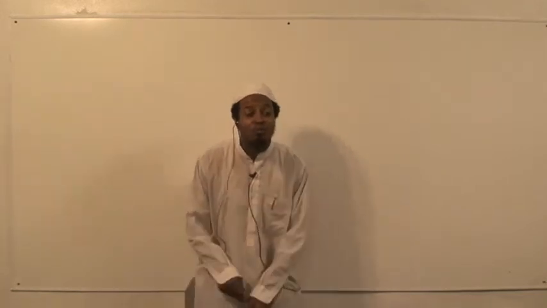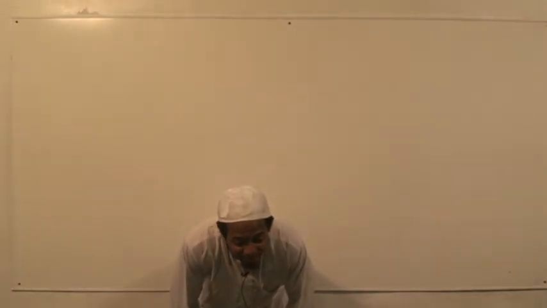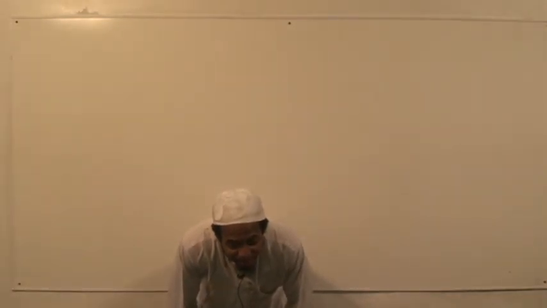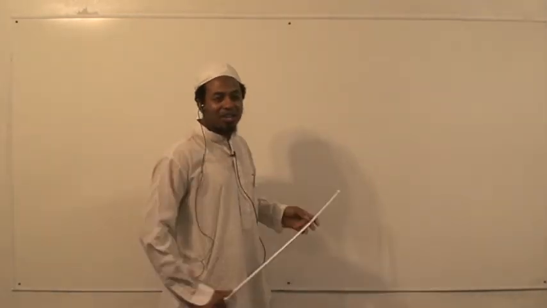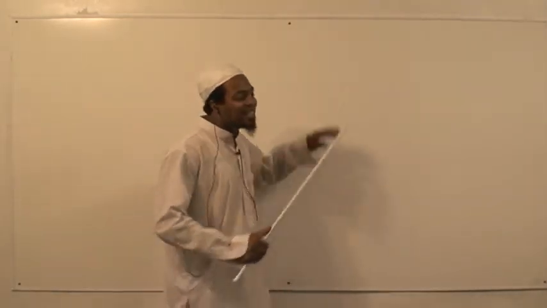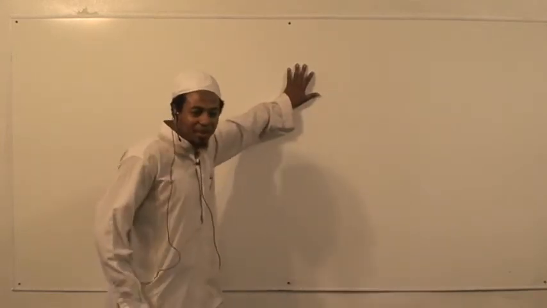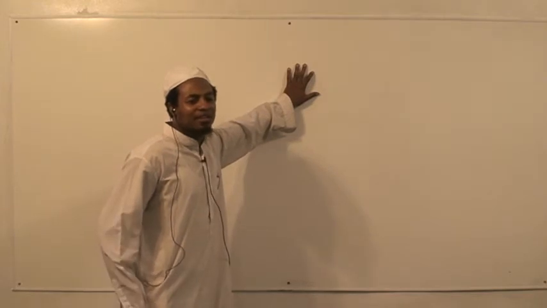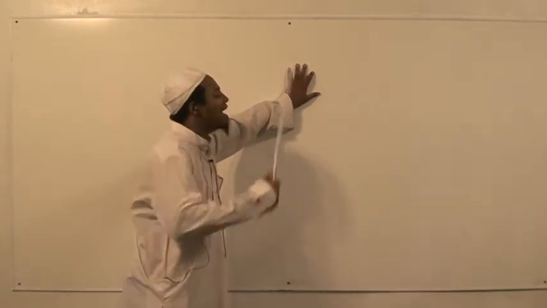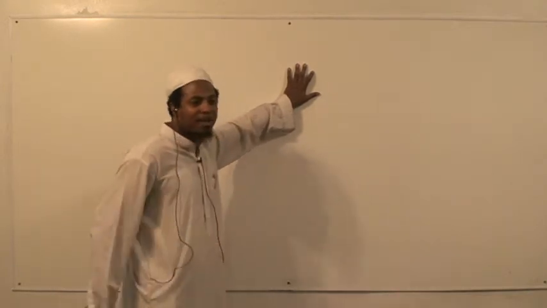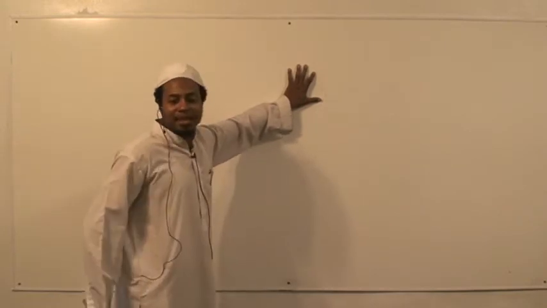So, a fi'l madi is mabni on a fatha. Say that again. A fi'l madi is mabni on a fatha. Do you understand that? A past tense verb is always going to have a fatha at the end of it. This is the asl, okay? We're dealing with fundamentals. The fundamental is a sukoon and a fatha.